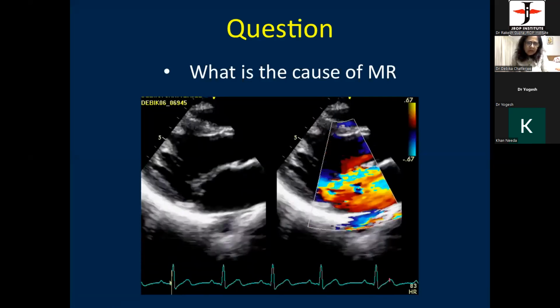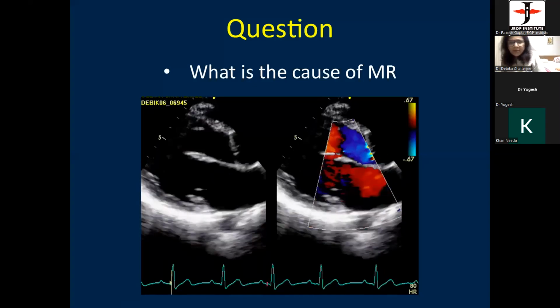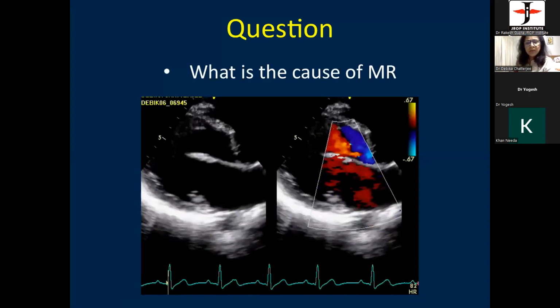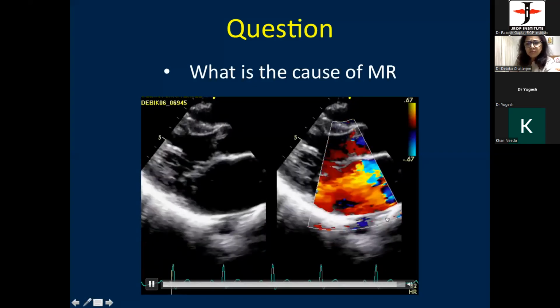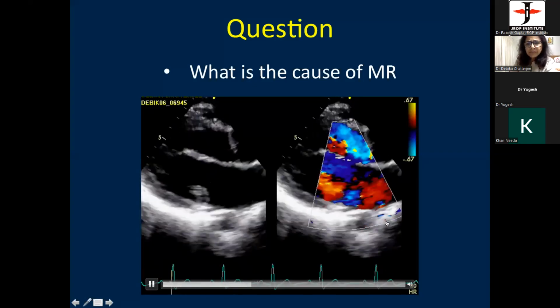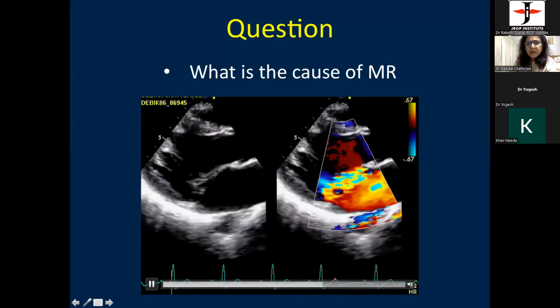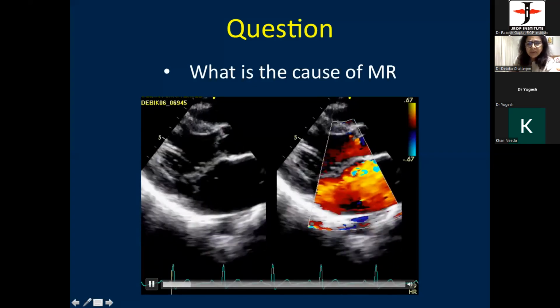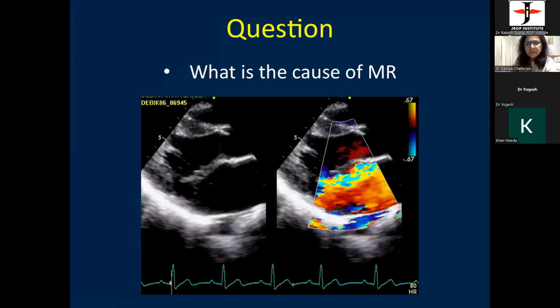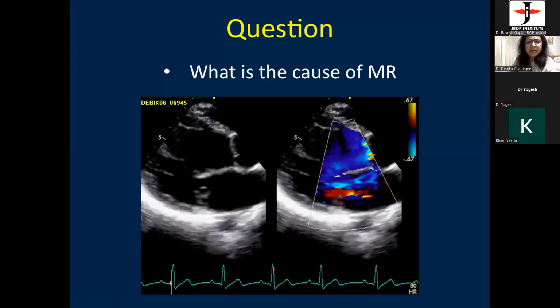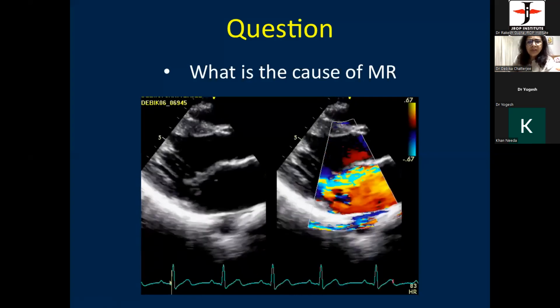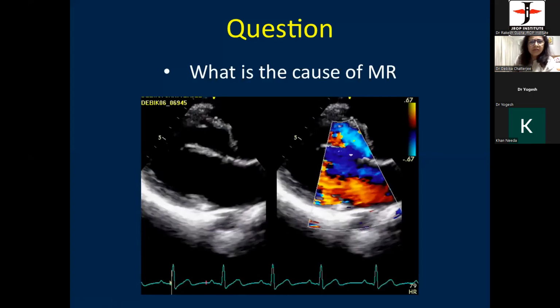How is the MR? Mitral regurgitation, MR jet. Can you comment on the mitral regurgitation jet now? Mitral regurgitation is severe, madam. Okay, what is the direction of the MR jet? It's eccentric. Why? Eccentric. Which direction? Anterior or posterior?